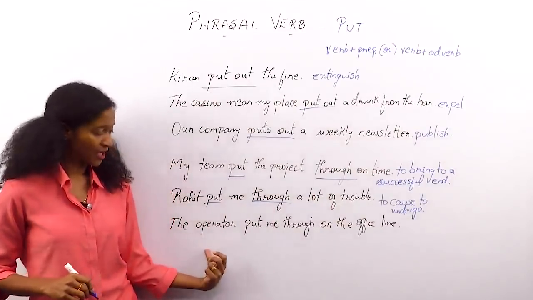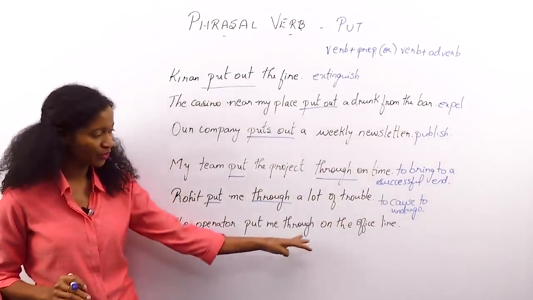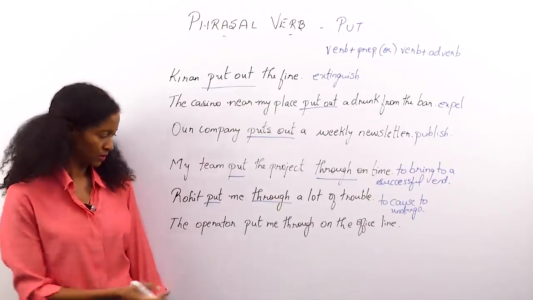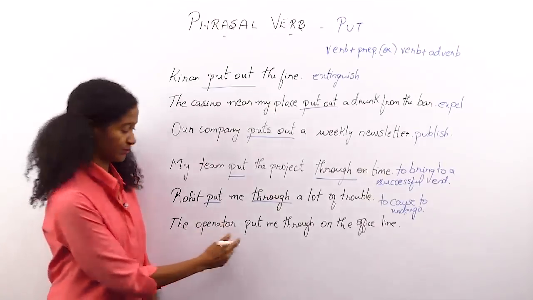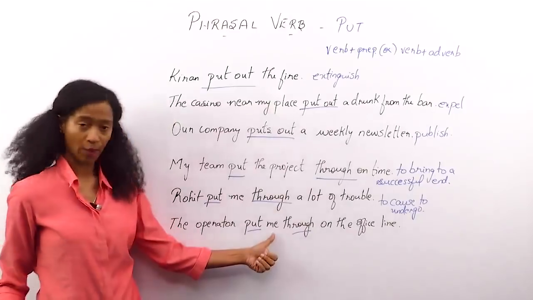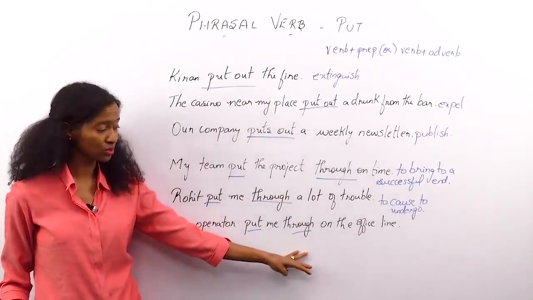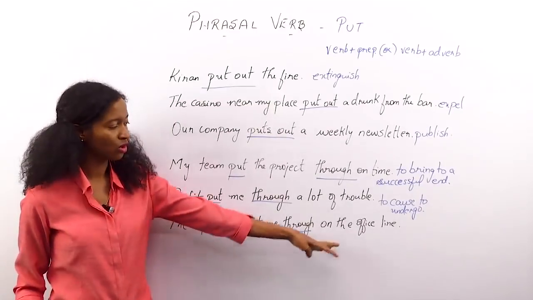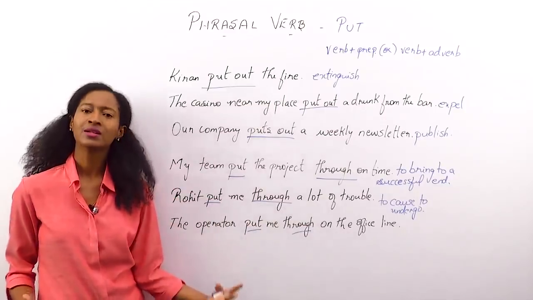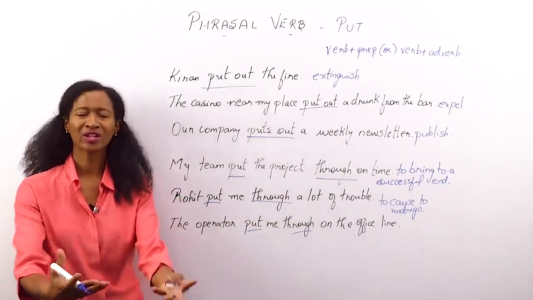Let's look at our last one. The operator put me through on the office line. The operator, again we have the subject, object, put me through, put who? Me through on the office line. What can it mean? Connected me, right? To make a telephone connection for me.